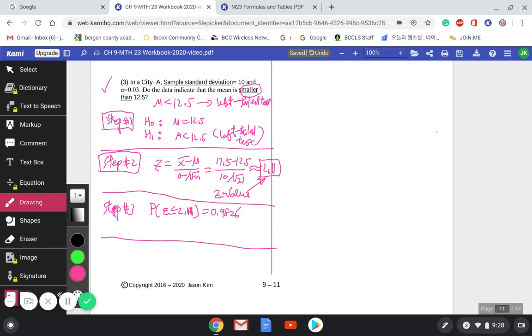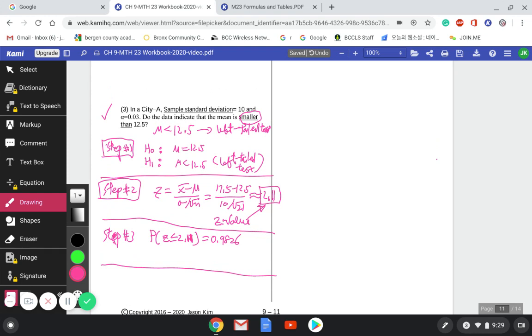Now here comes the problem. I was supposed to do this way only when sigma is given. But here, I forgot, I jumped it. Do we have a sigma here? Sigma is given when here we said sample standard deviation is 10. This is not a sigma, this is S. S is given, so S is 10. That means I cannot use this formula.